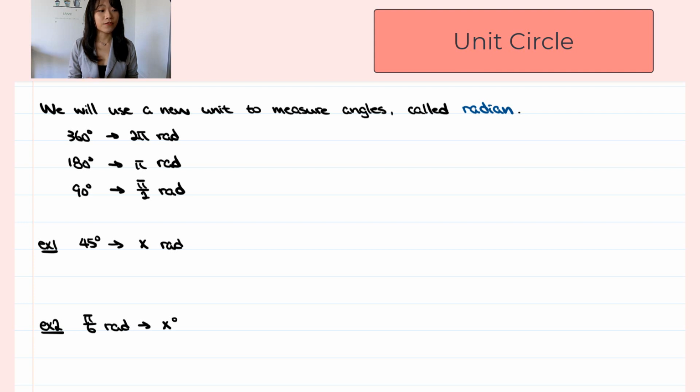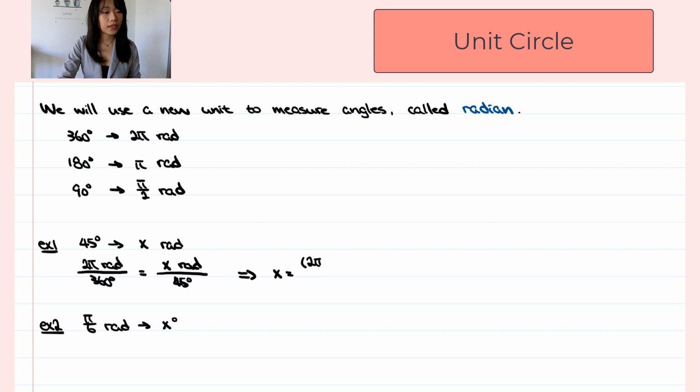So degrees and radians are all measures of angles, so they should be interchangeable. Let's look at these two examples. The first one, I want to convert 45 degrees to radians. Then I can use the ratio to find the angle in radians. Since I know that 2 pi radians corresponds to 360 degrees, this ratio should remain the same if I change the degrees to 45 degrees. So this should equal x radians divided by 45 degrees. Then I solve for x. X equals 2 pi radians times 45 degrees, then divided by 360 degrees. And this equals pi over 4. So 45 degrees also equals pi over 4 radians.